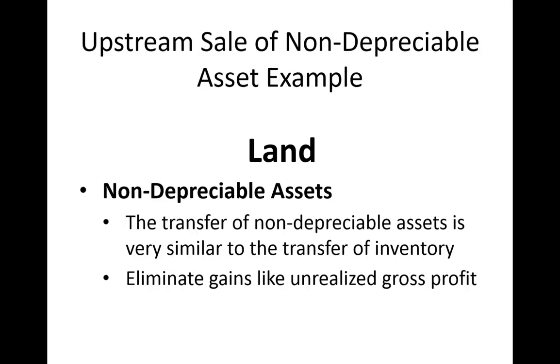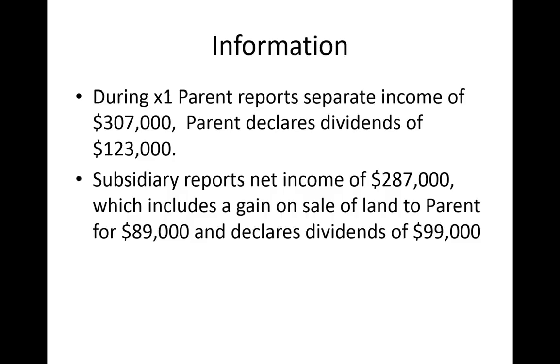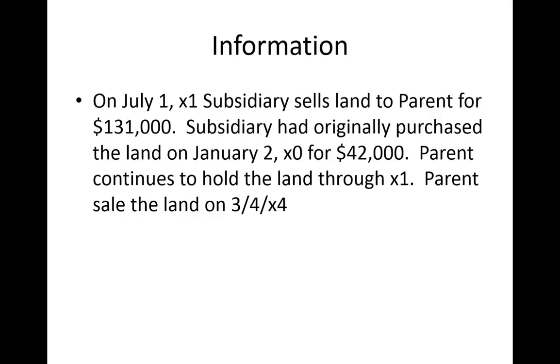The first example we're going to look at is a non-depreciable asset or land. And we see the information here that's going to get us started with the parent acquiring the sub, the assets, the parent's income and the sub's income, and then the information regarding the sale of the land.